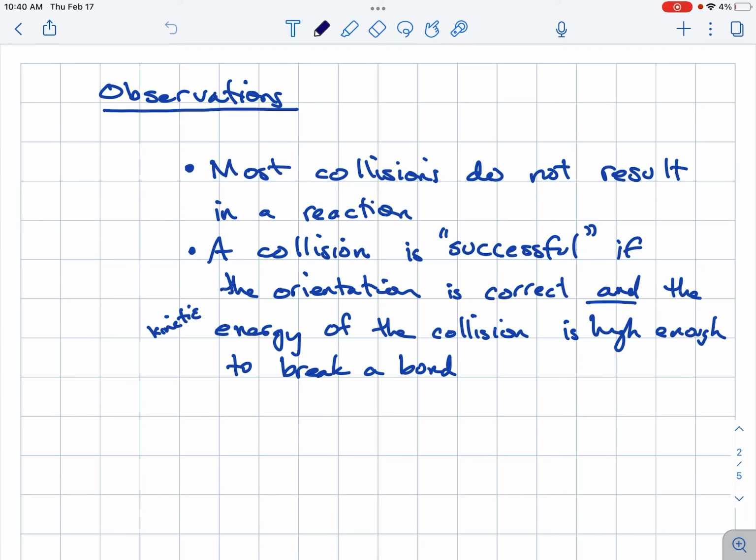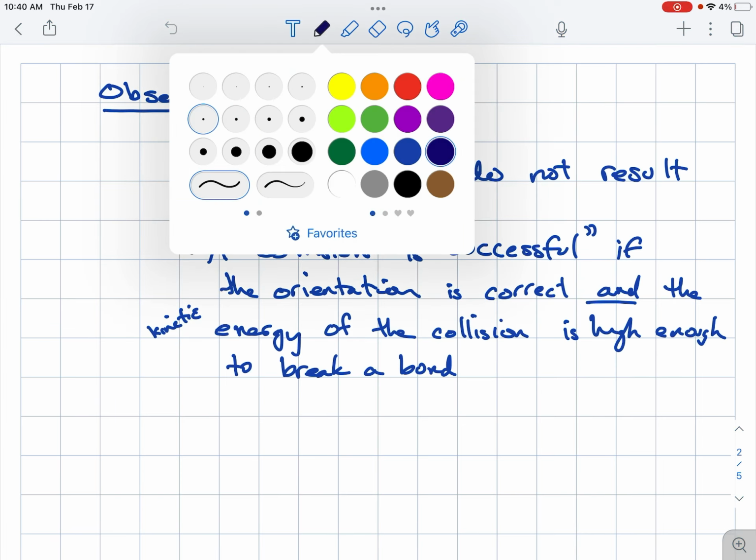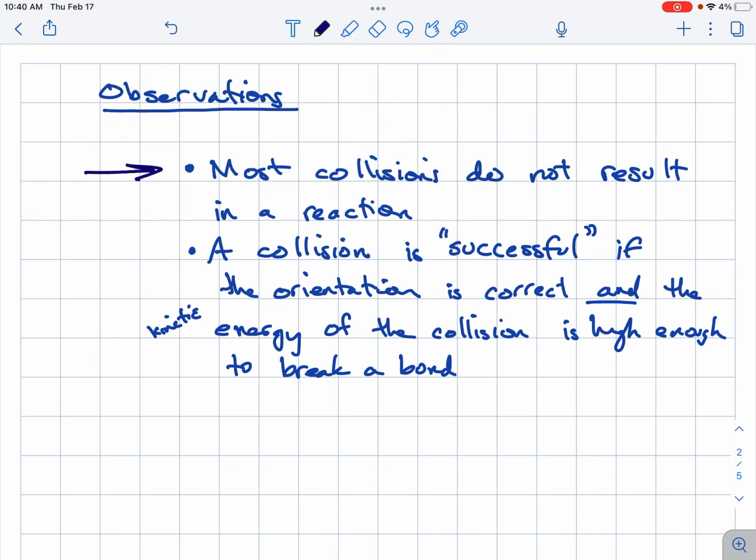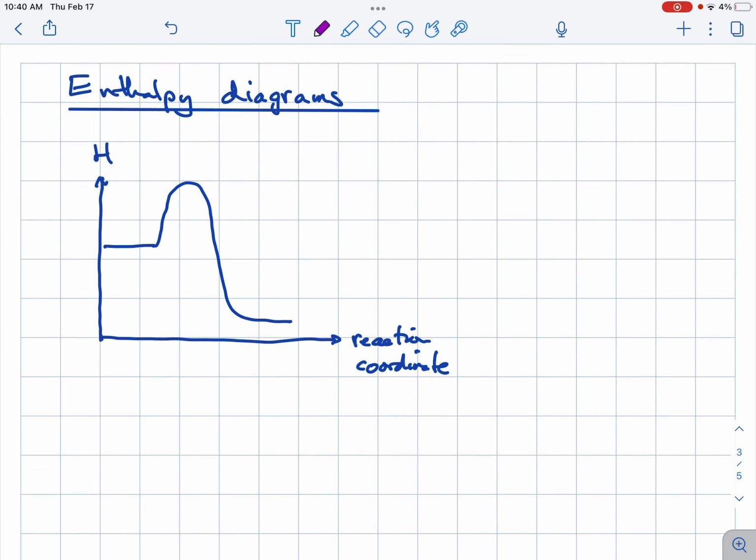So most collisions don't result in a reaction. That's the first thing here, and this is really true at the atomic level. Most collisions don't successfully result in a reaction. For a collision to be successful, it has to have the correct orientation and the correct kinetic energy. In other words, the energy of the collision has to be strong enough to break, or at least start to break, a bond. All right, and we know from earlier discussions that bond breaking is endothermic. That means energy has to be absorbed. So anytime you're breaking bonds, energy is going to have to be absorbed. And the way we're going to think about that is we're going to draw that in terms of an enthalpy diagram.